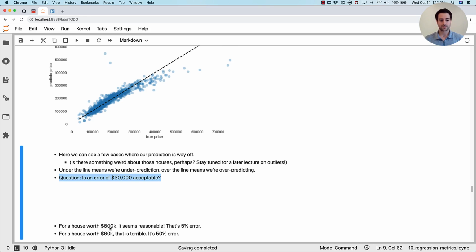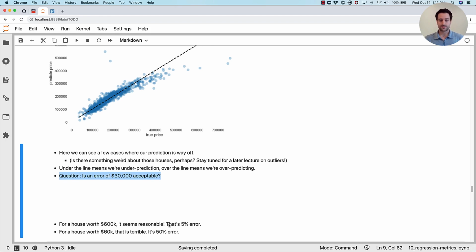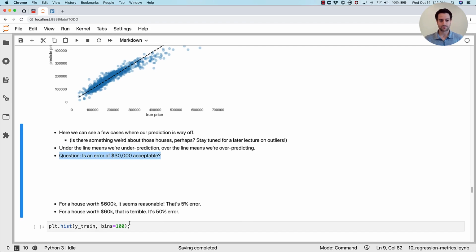For a house worth 600K, sure, that's 5% error. I can live with that. For a house worth 60K, you don't really want to be off by 30K when you're predicting the price. And so this brings us to thinking that maybe this idea of absolute error, of literally prediction minus true, is maybe not as useful as a relative error or a fractional error, whatever you want to call it, that's a percent of the true price.